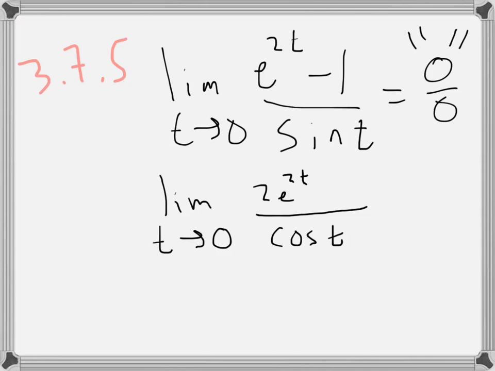Now you should plug in 0 again and see what happens. Well, e to the 0 is 1, times 2 is 2, and cosine of 0 is 1. So now I can evaluate this and I get 2 to be the limit.